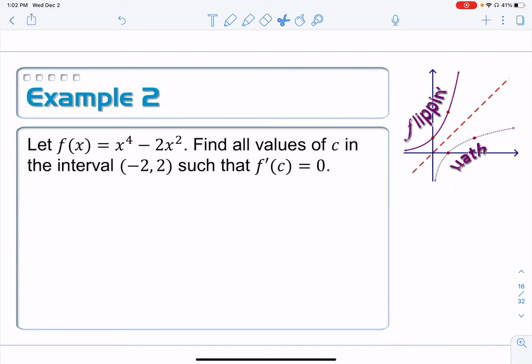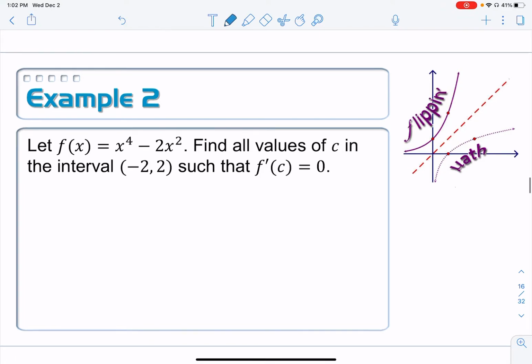All right, on example 2, let f of x equal x to the fourth minus 2x squared. Find all values of c in the interval from -2 to 2 such that f prime of c is equal to 0. So this is exactly what I was talking about before. If I see something like this, f prime of c is equal to 0, I want to make the association with Rolle's theorem.